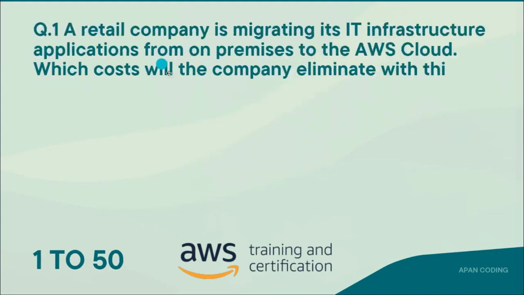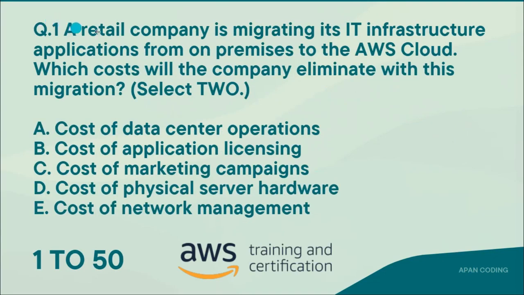This is the first question, friends. A retailer company is migrating its IT infrastructure application from on premises to the AWS cloud. Which cost will the company eliminate with this migration? The options are a select-two type. This is important: in the exam you will see squares, so you need to remember to select two options. If you are given a circle, an oval, you mark only one. But when given a square, you mark two options, one or more. Now I am going to explain.